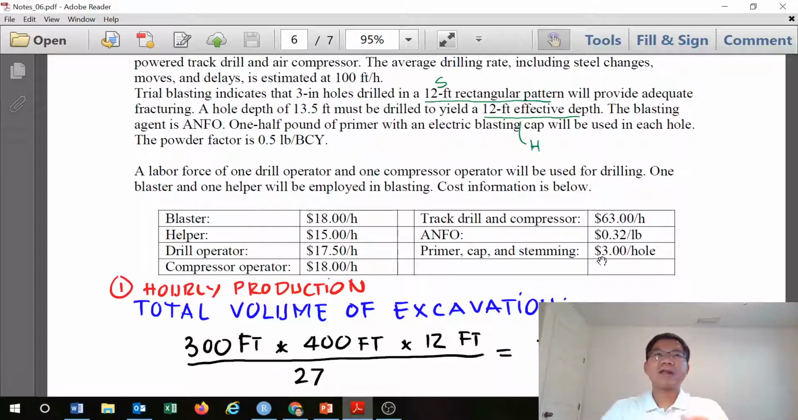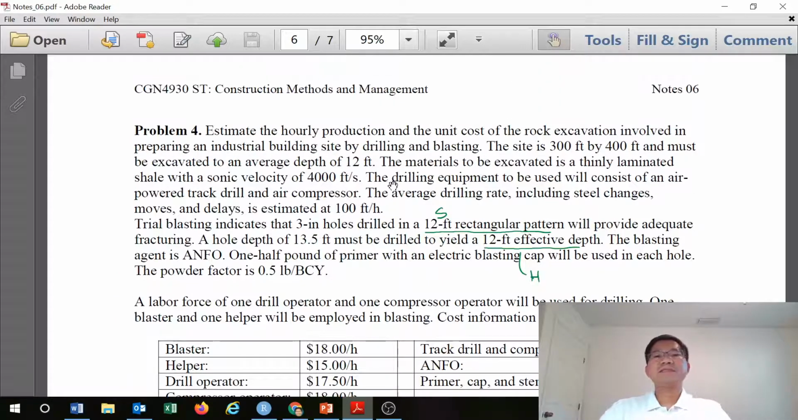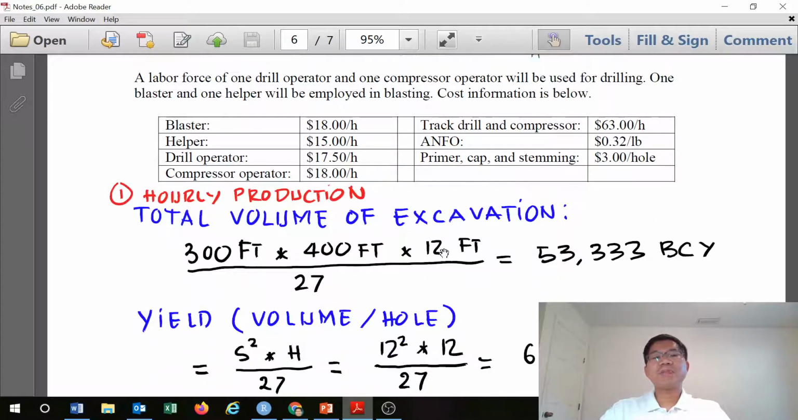So to determine the cost, we need to know the cost for drilling, and then the cost for blasting. So 2 questions are asked. The first one is hourly production and the unit cost. Let's start with the hourly production. The first few steps are exactly the same as what we did in problem 2. So if you are not sure, go back to problem 2, we did that.